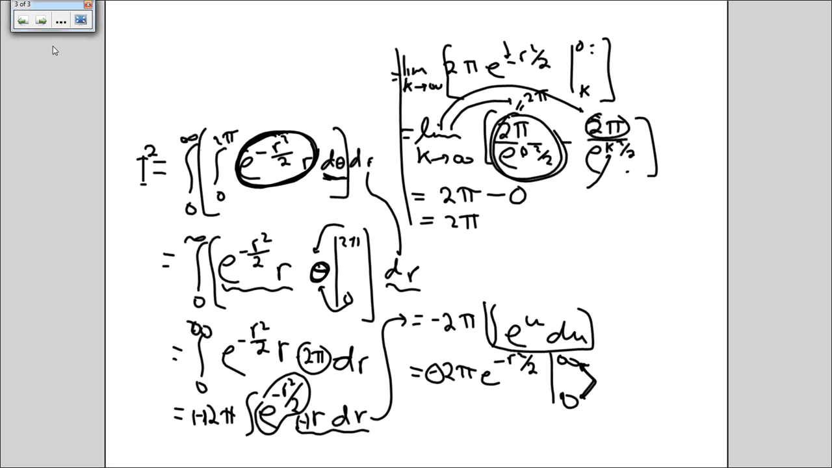So it turns out that I squared is 2 pi. So I is in fact the square root of 2 pi. And that's what we wanted to show. Because when you multiply 1 over the square root of 2 pi times that integral, you get 1. That's to show, yes, it's the PDF. The integral from negative infinity to positive infinity absolutely equals 1.